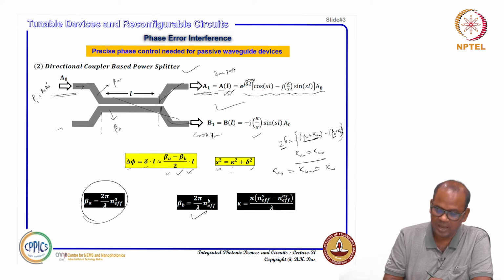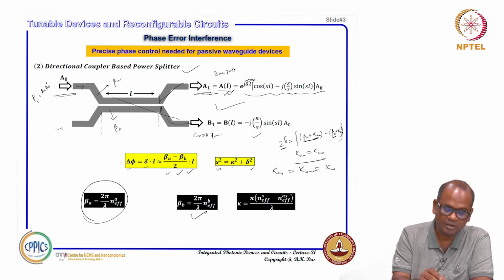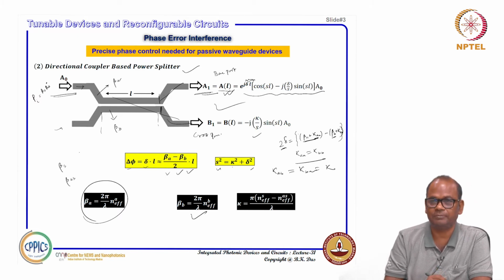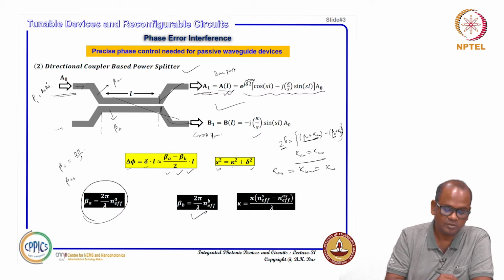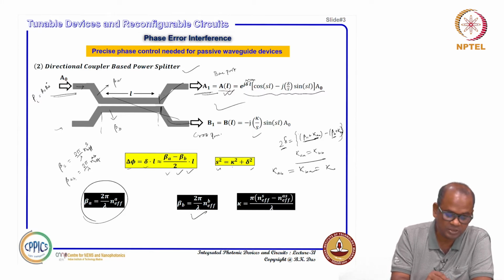Now, there is another way we looked into it, and we have shown that you can think of super mode excitation: a symmetric mode with a propagation constant beta S and an asymmetric mode with a propagation constant beta AS. That is the solution coming out of the combined structure. Beta S can be written as, if the operating wavelength is lambda, 2 pi by lambda times n effective S, where n effective S is the effective index of the symmetric mode, and beta AS is 2 pi by lambda times n effective AS.